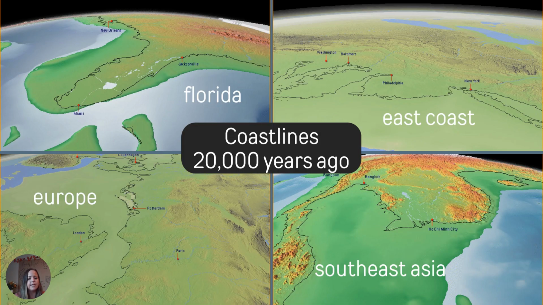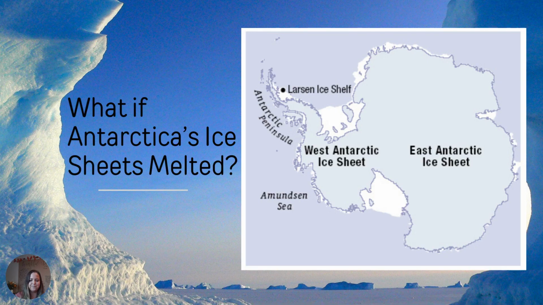So here's a look at the coastlines 20,000 years ago. You can see that a lot of the coastlines, Florida, East Coast, Europe, Southeast Asia, they had a lot of extra land, right? So this is when a lot of water is locked up into those glaciers, a lot of extra land available. When those start to melt, we lose all of that land.